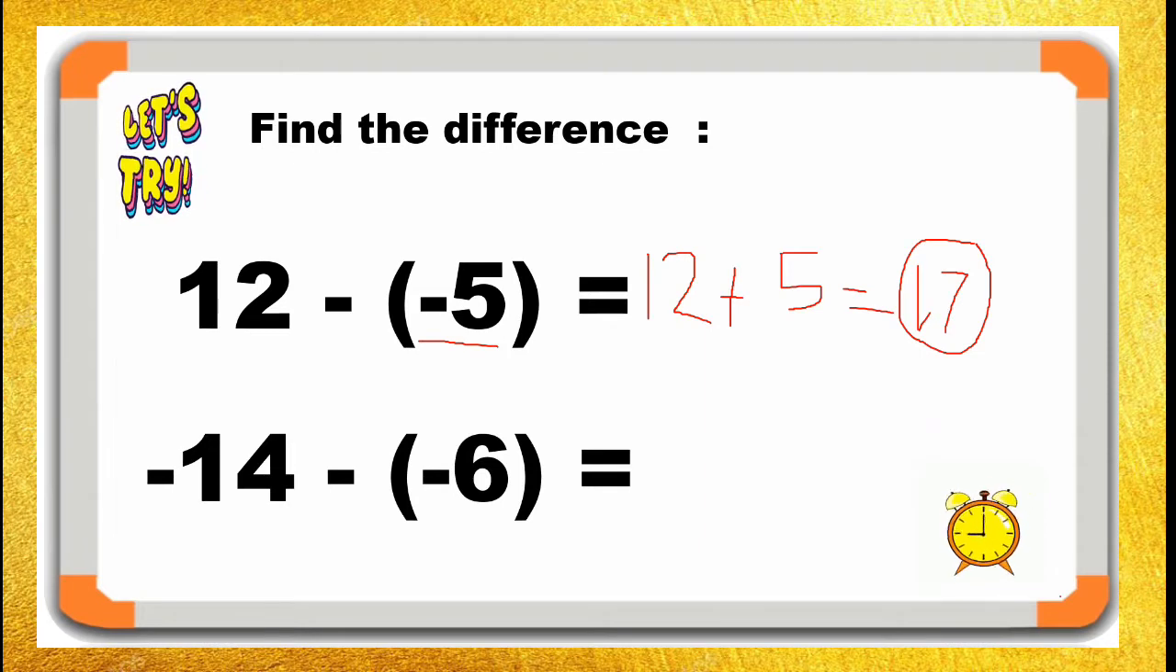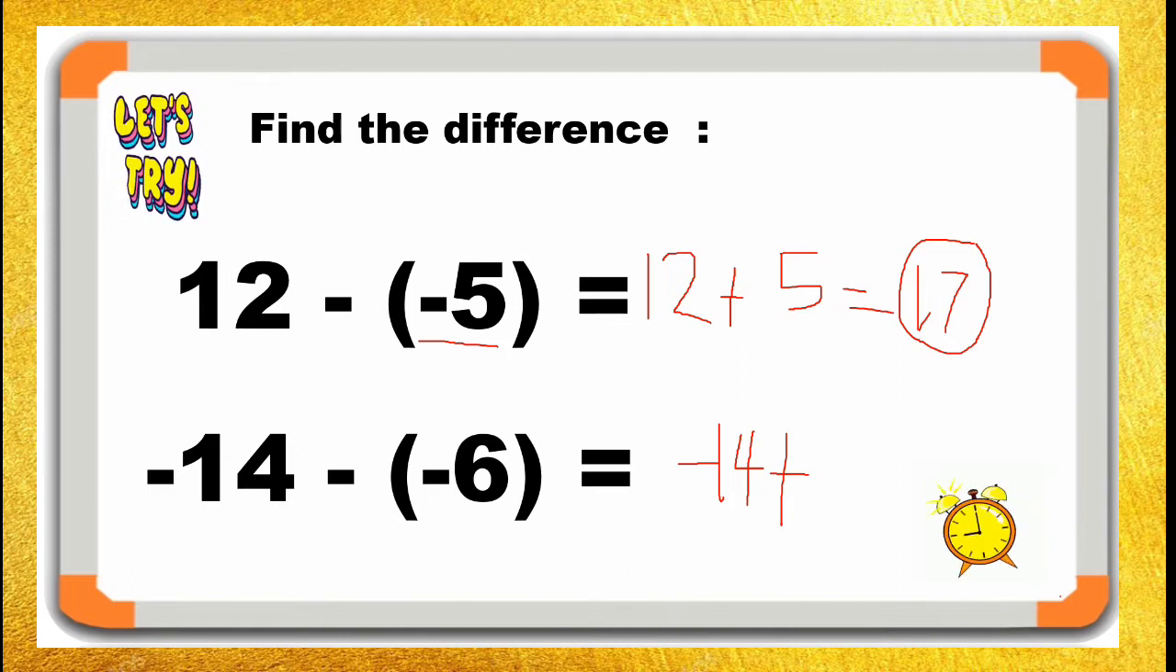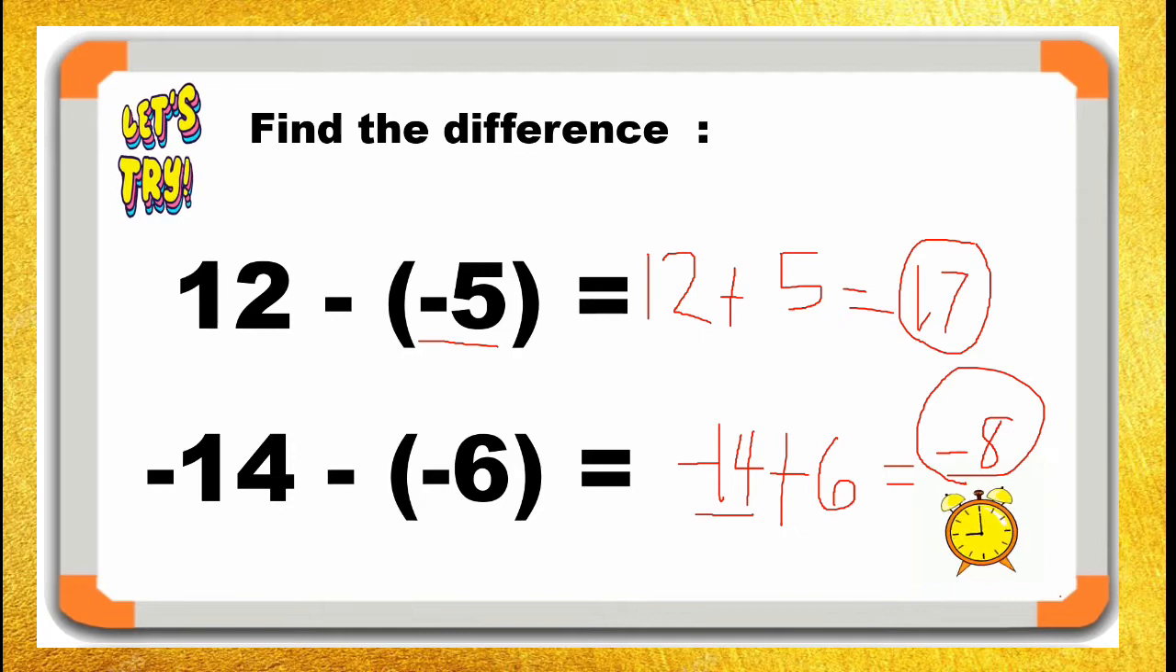So here, negative 14 minus negative 6, negative 14, and then change subtraction to addition, and then the opposite of negative 6 is positive 6. So negative 14 plus positive 6, they have different signs, so we are going to subtract. 14 minus 6 will become negative 8. So why negative 8? Because negative 14 has the greater value. Got it, class?